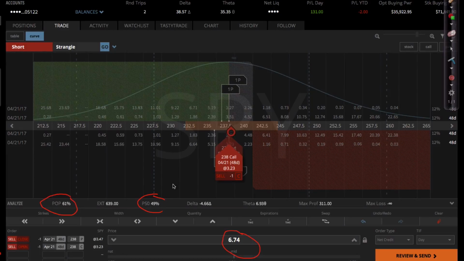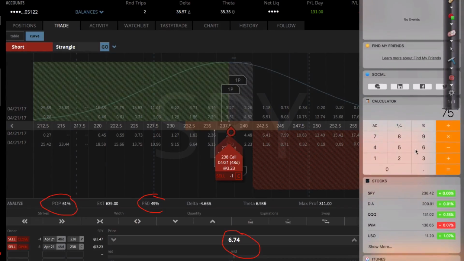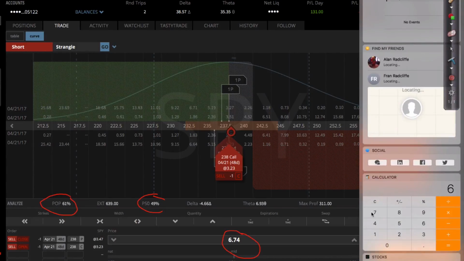Now, just to counteract something I just said, we're going to manage strangles at, we're going to sell them back, I should say, when we made 25% of our profit. We're going to close them out, not sell them back, just close them out. We make 25% of our max profit, in which case this one, if I'm selling this strangle for 674 times 0.25, I'm going to try and make about $170 on this strangle.